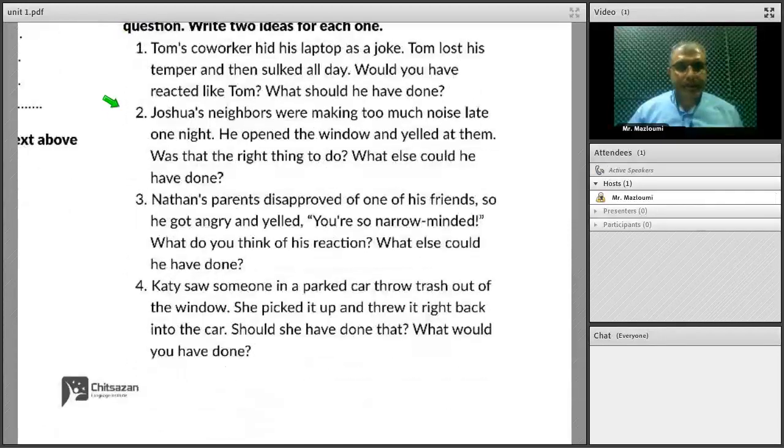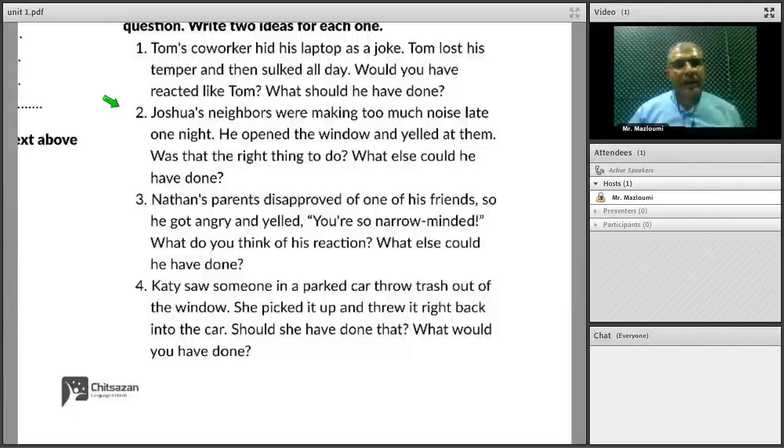Number 2. Joshua's neighbors were making too much noise late one night. He opened the window and yelled at them, shouted at them. Was that the right thing to do? What else could he have done?